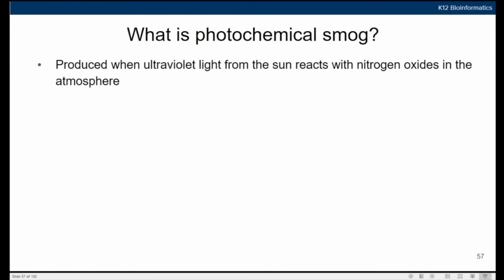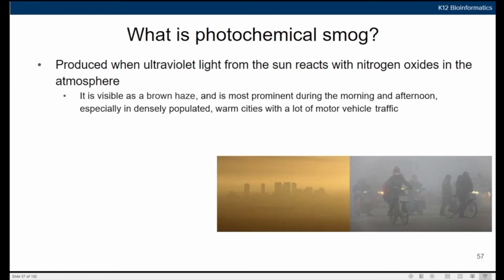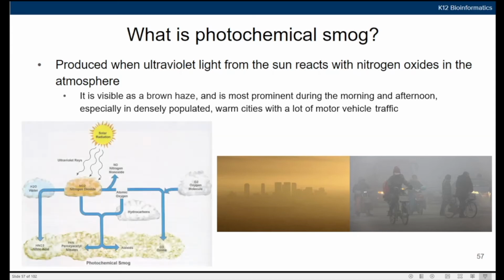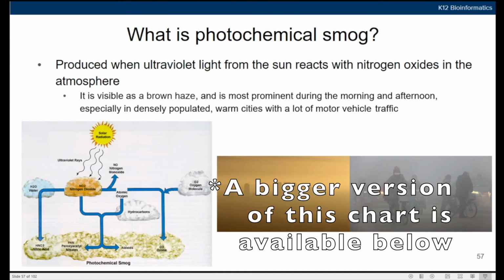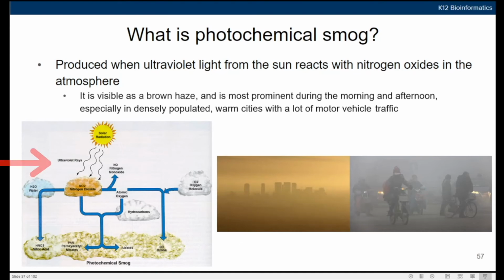The first is photochemical smog, which is produced when ultraviolet light from the sun reacts with nitrogen oxides in the atmosphere. Photochemical smog is visible as a brown haze and is most prominent during the morning and afternoon, especially in densely populated, warm cities with a lot of motor vehicle traffic. In this figure, we can see an illustration of how photochemical smog is produced in a chemical reaction, again, fueled by the sun's ultraviolet rays.